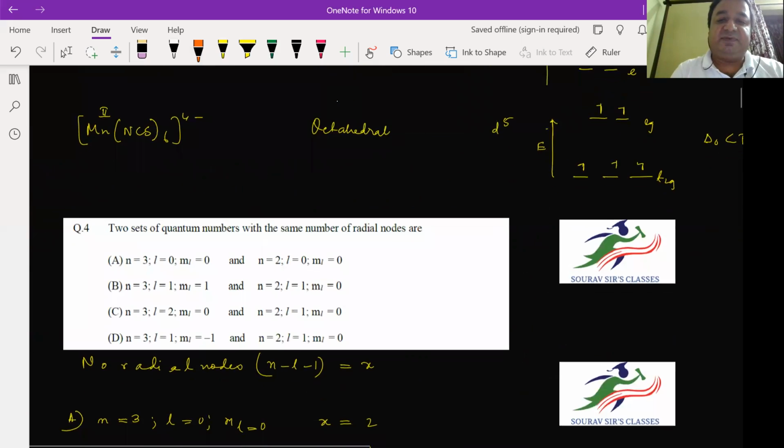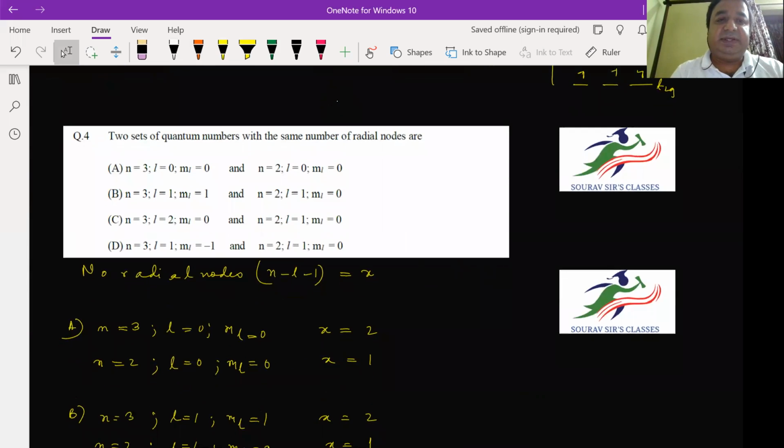Now for question number 4, here we have been asked for two sets of quantum numbers with the same number of radial nodes. Obviously they have been given two sets of quantum numbers. As you can see, this is the first column and this is the second column. So for the number of radial nodes, we have to use the formula n minus l minus 1. Suppose that is going to be x.